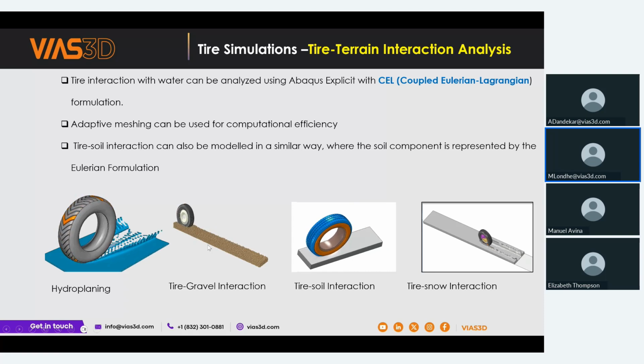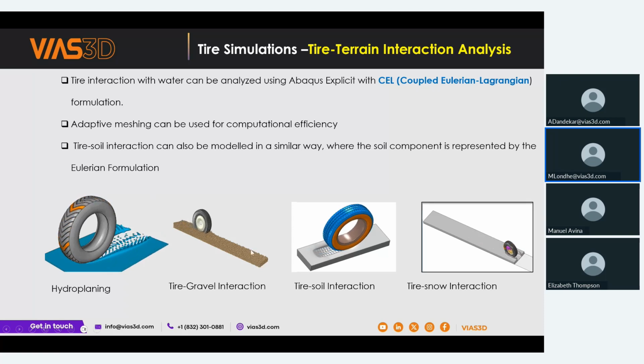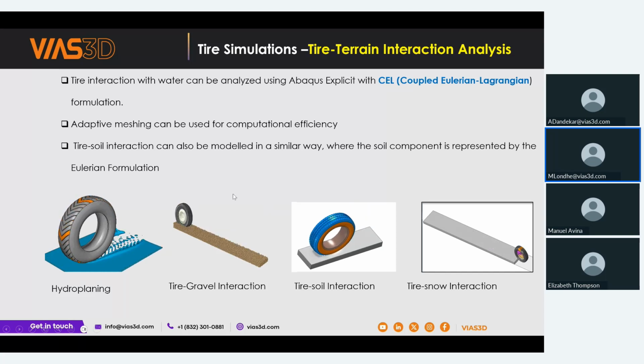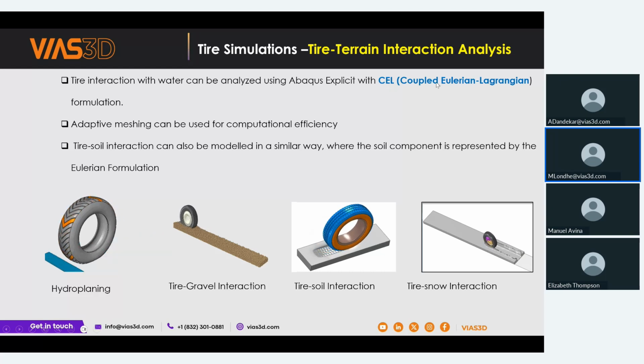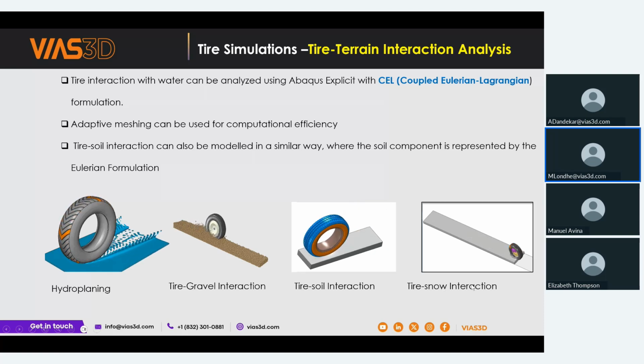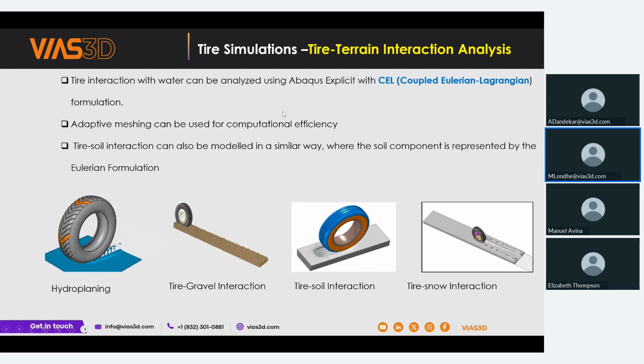So instead of doing this, you can assume the gravel in bulk, like crushable foam, and here you can model such a bulk using the same coupled Eulerian-Lagrangian approach. Similarly, tire-soil interaction or tire-snow interaction follow the same approach, where you can use the advantage of both Lagrangian and Eulerian formulation.